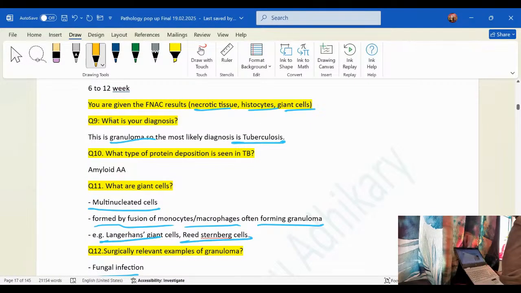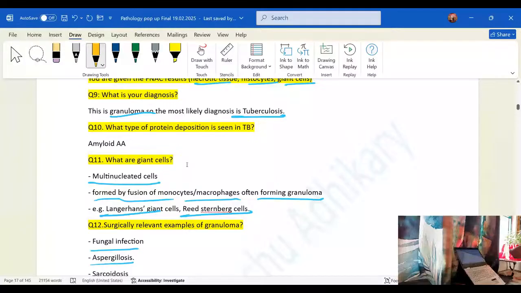The FNAC result shows necrosis, histiocytes and giant cells. Necrosis, histiocytes and giant cells make a granuloma, so it is most likely to be tuberculosis. Amyloid AA.